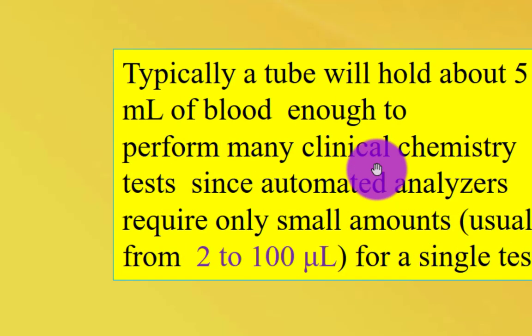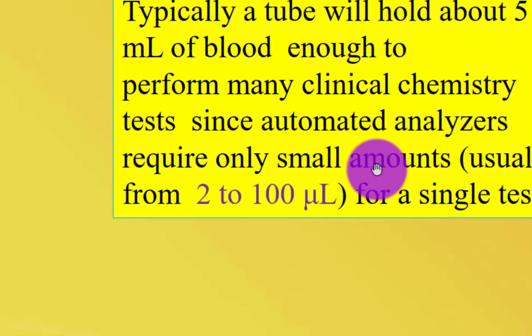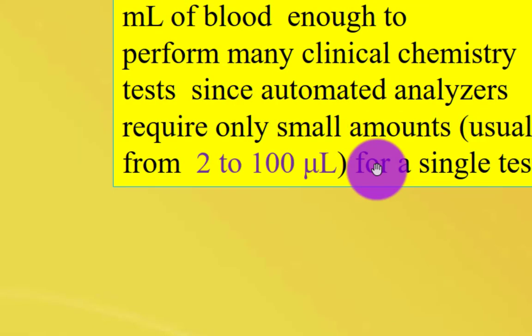Typically, a tube will hold about 5 ml of blood, enough to perform many clinical chemistry tests, since automated analyzers require only small amounts, usually from 2 to 100 microliters for a single test.